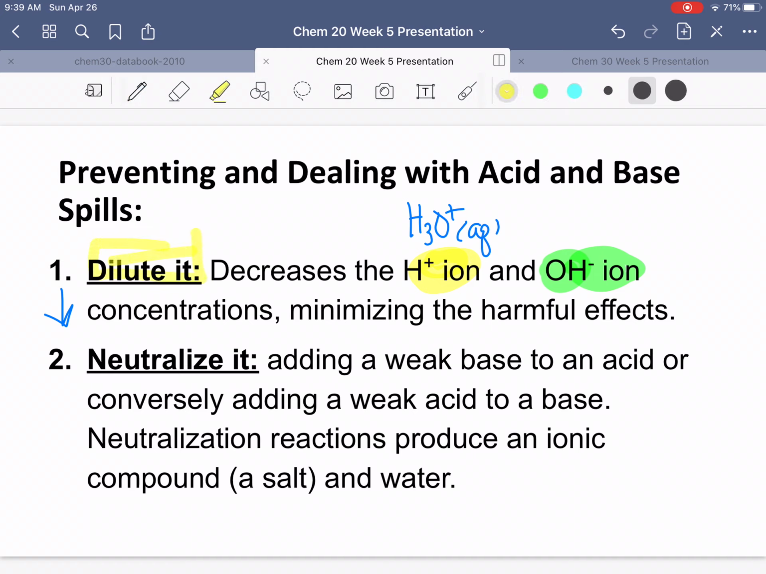The word dilute literally means, and you know this, think about the dilution equation that we did. Dilute means add some water. That's all it is. And if you add the water, you reduce the concentration, which means you minimize the harmful effects. Now, that's not a perfect solution. It will minimize, but the hydronium and the hydroxide are still present.